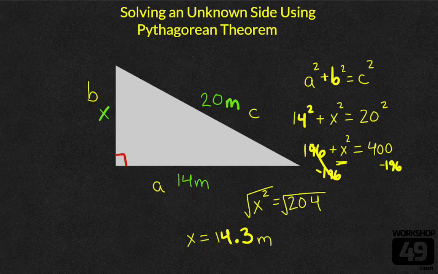Those are the two ways that you can do Pythagorean theorem. One of them where you're solving for the c, which is the hypotenuse, and the other one where we know the hypotenuse and we just need to rearrange it a little bit so that we can get the other side.